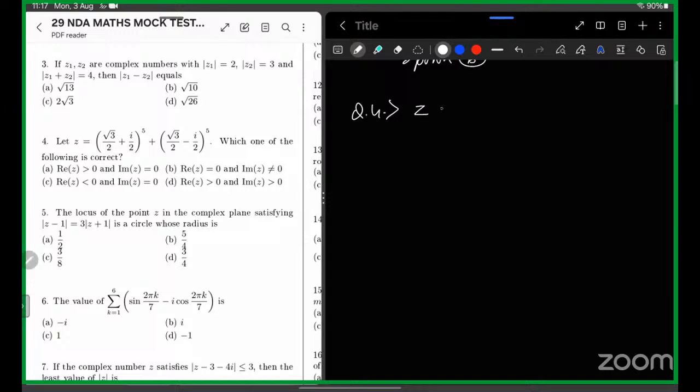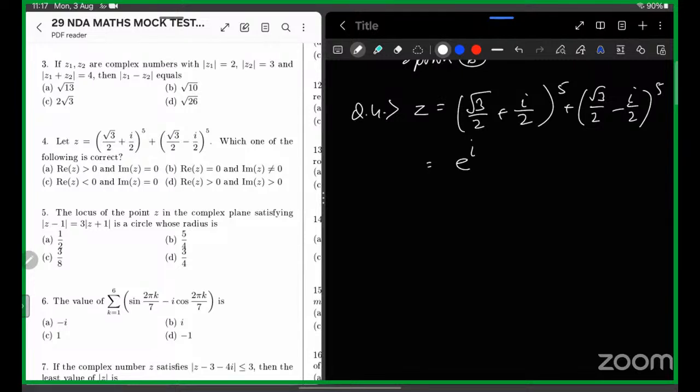If you try to write this in the form that they have given, root 3 by 2 plus iota by 2 whole raised to power 5, and another value root 3 by 2 minus iota by 2 whole raised to power 5. If you want to write it in exponential form, can I write it like this? You need to find the magnitude. Its magnitude is root 3 square is 3 plus 1, 4, that is 2. Here the denominator is also 2, 2 by 2 it will be 1 only. So e raised to power iota theta. What is the theta value? That is y by x. Both are positive, so it will be in the first quadrant. It is 1 by root 3, that is tan 30, which is pi by 6. So just write it like this.